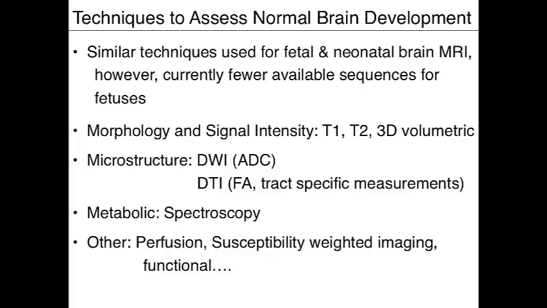We can also assess the microstructure of the developing brain using diffusion imaging. We can use diffusion weighted imaging, which is typically what we do in fetuses because of the limitations, where we can measure ADC values in different areas of the developing brain. And in neonates, we can do diffusion tensor imaging and measure other diffusion parameters such as anisotropy and look at tract-specific measurements. Also, we can assess the metabolic development of the fetal and neonatal brain using MR spectroscopy. And obviously there are other sequences available primarily to the neonatal brain, which we will not have time to discuss.